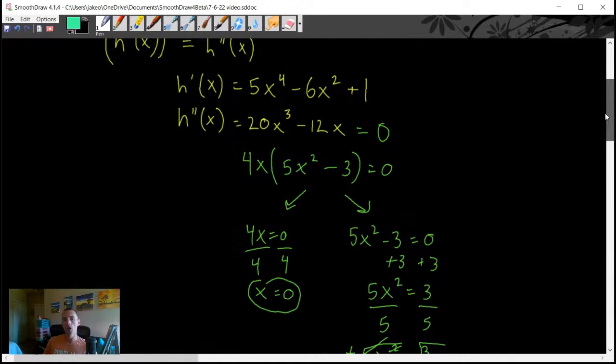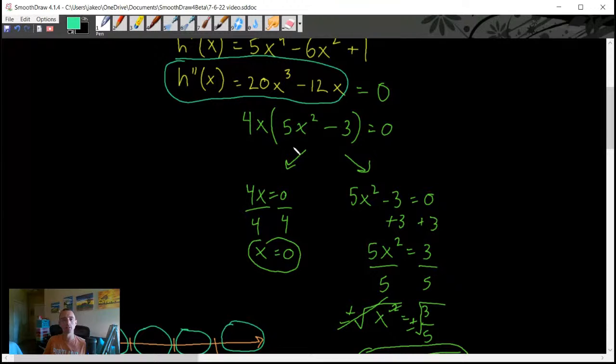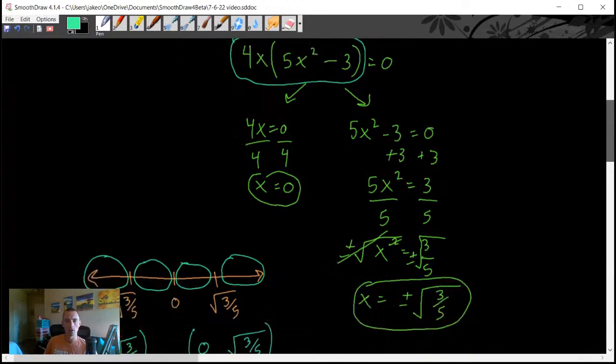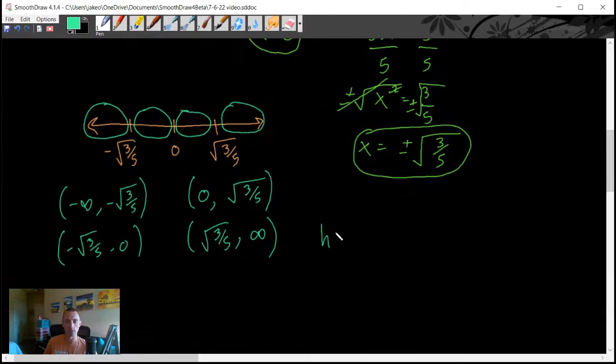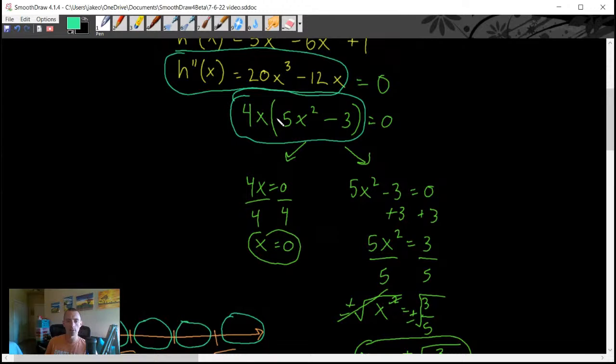It's pretty simple. All we have to do is go back to our second derivative. So we're going to go back to using this function here. And in fact, what I like to suggest is using the factored out version of your second derivative, because it's going to be a little bit easier. So let's copy down the factored out version. So h double prime is going to equal 4x times 5x squared minus 3.